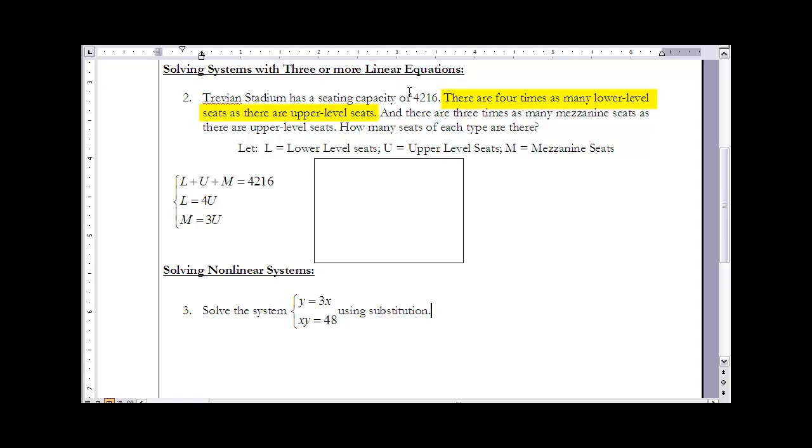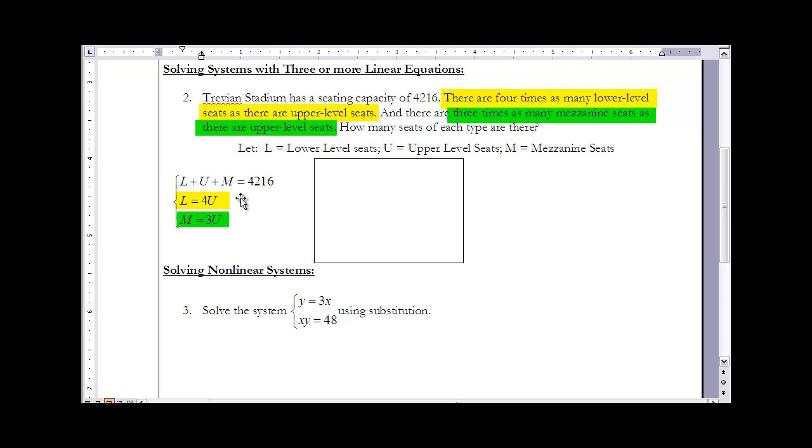Then they gave us 2 other relationships in the statement. They said there are 4 times as many lower level seats as there are upper level seats. So if I take 4 times the number of upper level seats, 4U, that would be equal to L, the number of lower level seats. So there's a second equation that I can use. And then finally it says there are 3 times as many mezzanine seats as upper level seats. Well, that means if I take 3 times U, that would have to be equal to the total of mezzanine seats.